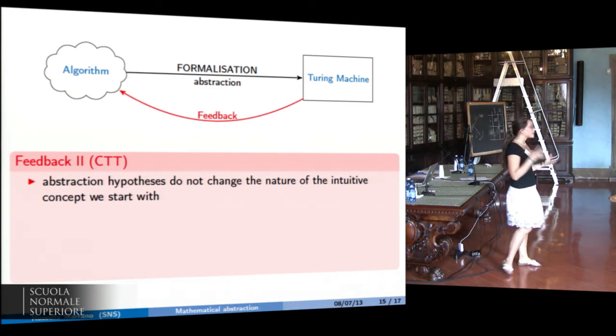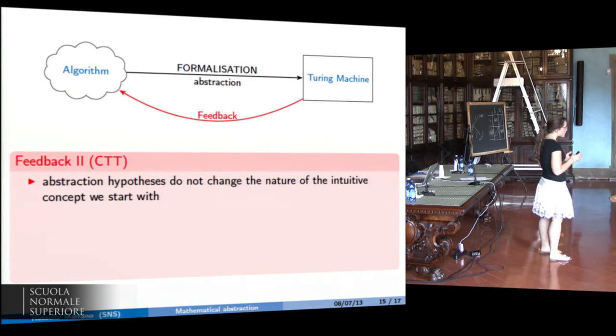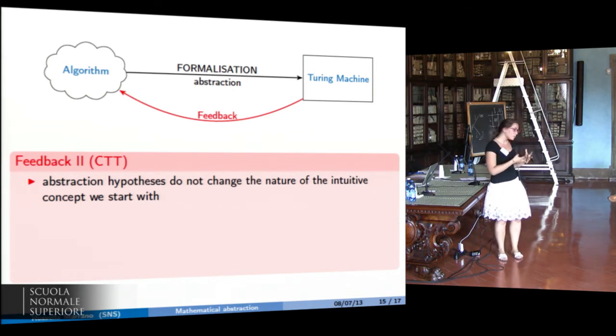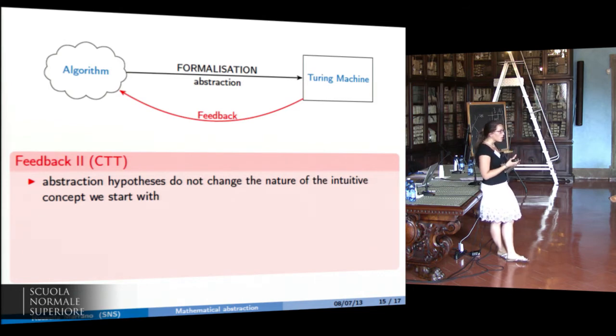And we can come back to the problem I stated at the very beginning of my talk. The point is, when we aim to model an intuitive or imprecise notion, we need to simplify somehow, and we make some abstraction hypotheses on this notion, and we end up with a mathematical model.